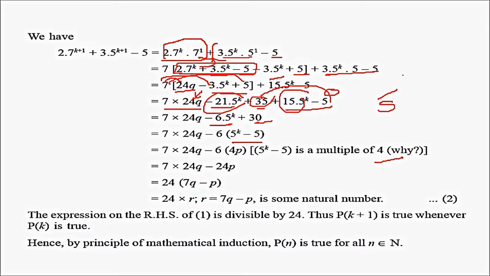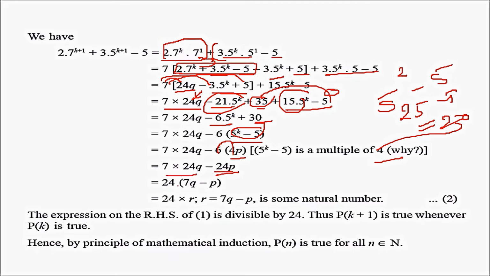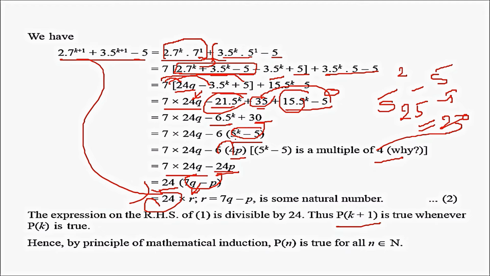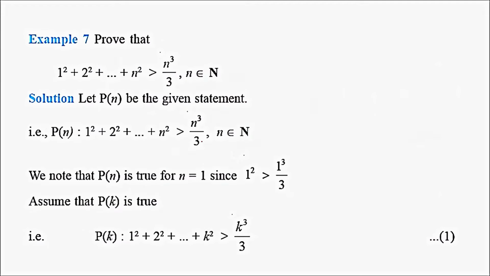Just take any value, say k equal to 2. So 5 squared is 25 minus 5, which is equal to 20, and this is a multiple of 4. So this can be written as 4p. Why am I doing this? Because I want 24 somewhere here. So this I have done using this observation. So this is 6 times 4, 24p. Now take 24 common. This can be any value, just name it as r. So now 24 has come. So this is actually a multiple of 24. This is divisible by 24. So this is how we come to the conclusion that if Pk is true, Pk plus 1 is true.